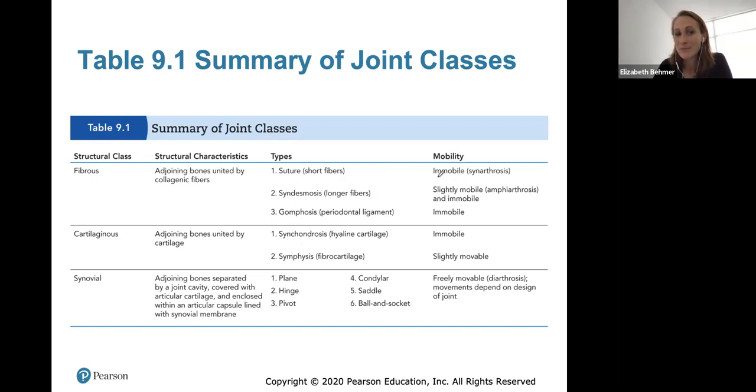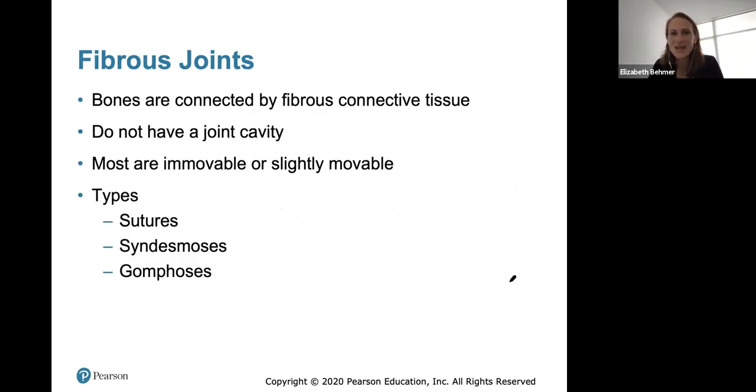So fibrous joints are immobile, so they're called synarthroses. Some might be slightly mobile, amphiarthroses, and then the synovial joints are the freely mobile, the diarthroses. So if you don't study anything else, but just study these first 5 slides, that will be good. I might include some other things, so keep listening.